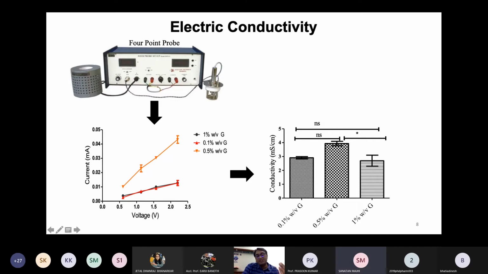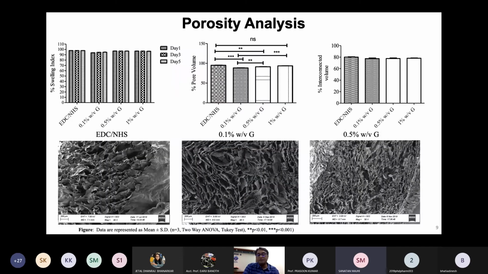The current which is passing at different voltages is very high compared to the lower concentration of graphene, and thus we have chosen to move towards 0.5% of graphene in the cryogel. Okay, so overall conductivity wise, 0.5 shows a significant difference between 1% and 0.1%. And with that, we moved ahead and did the porosity analysis.